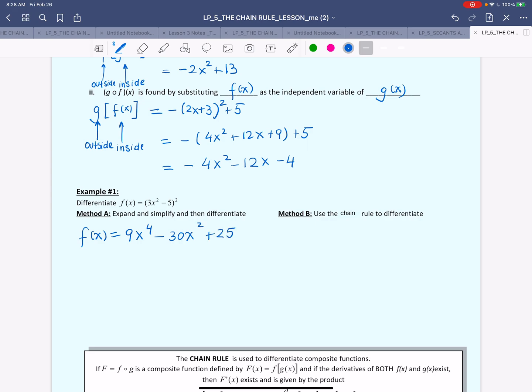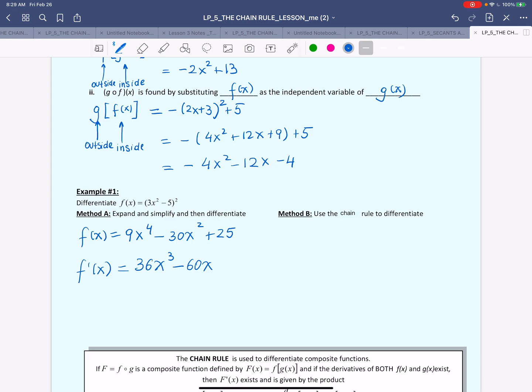If you're wondering how to expand this, remember it's simply the a minus b squared equals a squared minus 2ab plus b squared formula, the perfect square trinomial. And now we can start differentiating by simply using the power rule. So we have 36x to the power of 3 minus 60x.